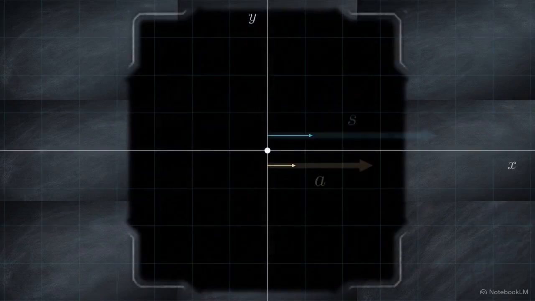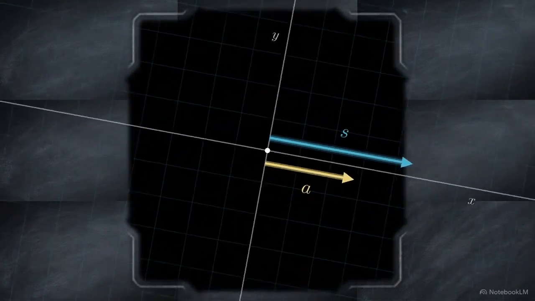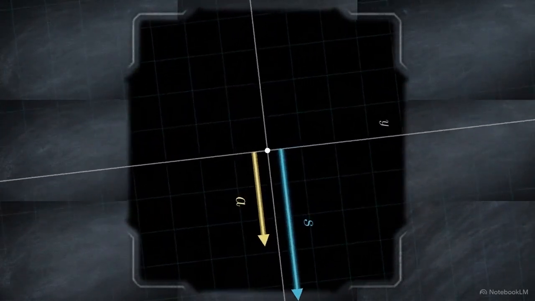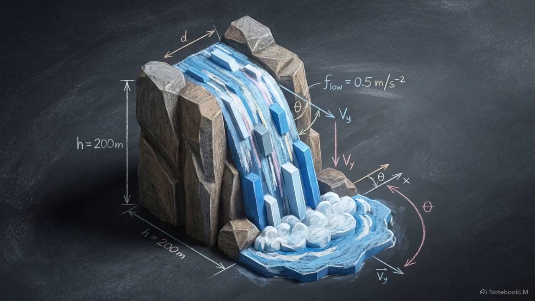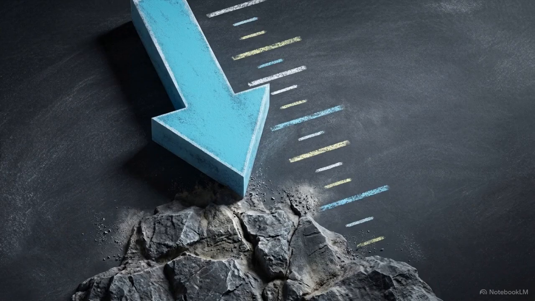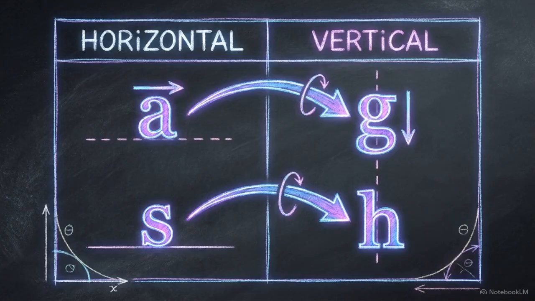We can apply this exact same horizontal logic to vertical movement simply by rotating our coordinate system by 90 degrees. This shift allows us to model motion under gravity, the most common application of linear kinematics in the natural world. Near the Earth's surface, gravity acts as a constant downward acceleration, denoted by g, at approximately 9.8 meters per second squared. Our variables adjust for this vertical domain. Horizontal acceleration becomes g, and horizontal displacement s is measured as height h.